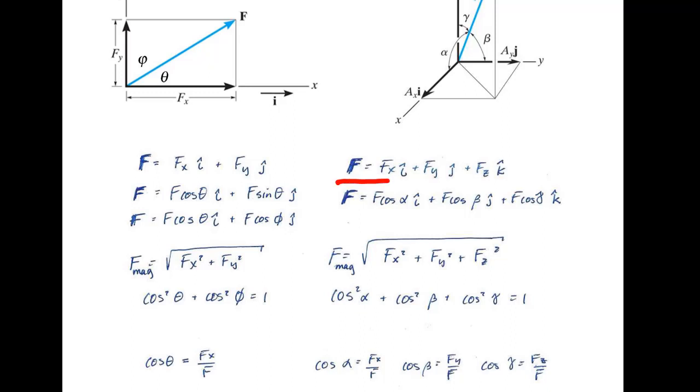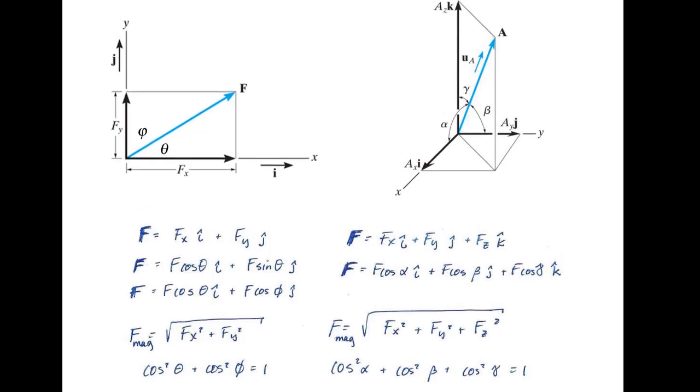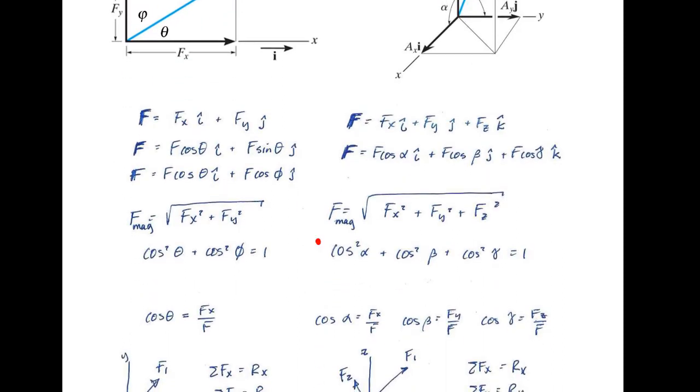We know that the force is going to be the sum of the forces in the x, y, and z. And here's where the cosines come in. The force is F cosine alpha in the i direction, F cosine beta in the j direction, and F cosine gamma in the k direction. So the magnitude will be found in a similar way. And then here's a trig identity, which allows us to find missing angles if two of them are given.